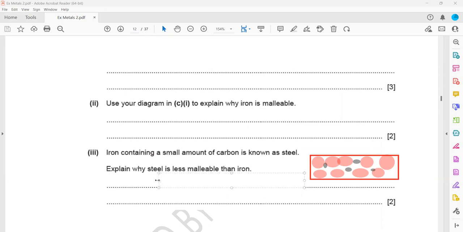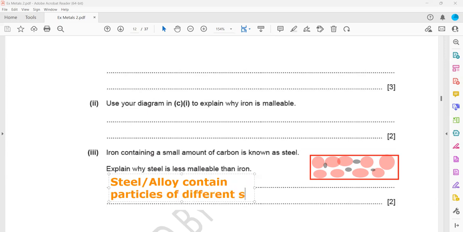So the alloy, or steel, contains particles. Even if the general question was why alloys are harder or less malleable, you can mention steel or you can use the term alloy. If you use the term alloy, it's a general answer. It contains particles of different radius or size which cannot slide over each other.